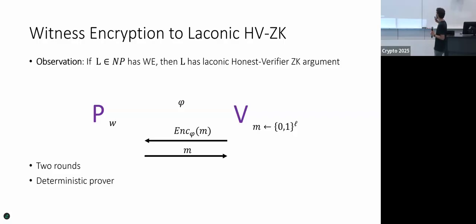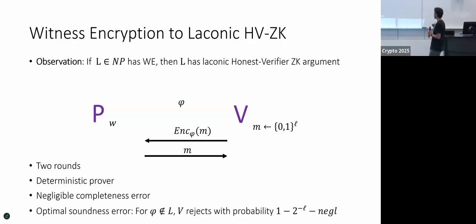The prover is deterministic, at least in the sense that the verifier knows what the honest prover is going to send him in case that phi is in the language. The completeness error is negligible. The only error we have is if the decrypt algorithm of the witness encryption made an error. And for soundness, it's optimal soundness in the sense that if phi is not in the language, the prover can only convince the verifier to accept with probability 2 to the minus L, because it basically needs to guess the value of M. So this is a very nice proof system.